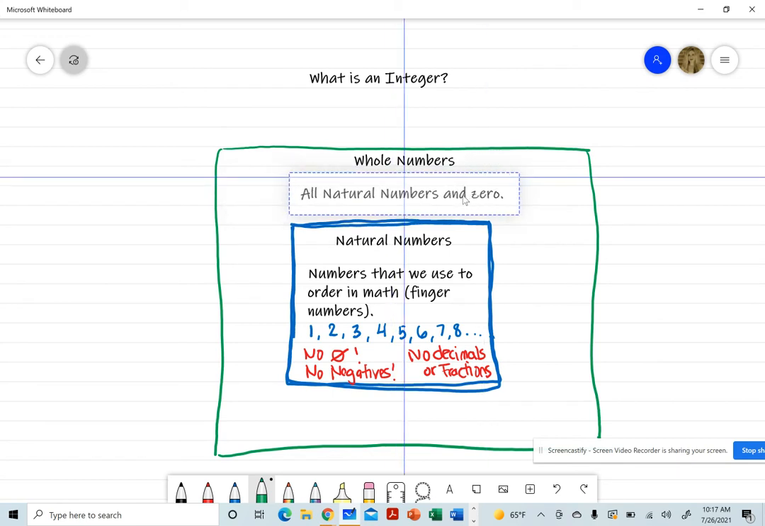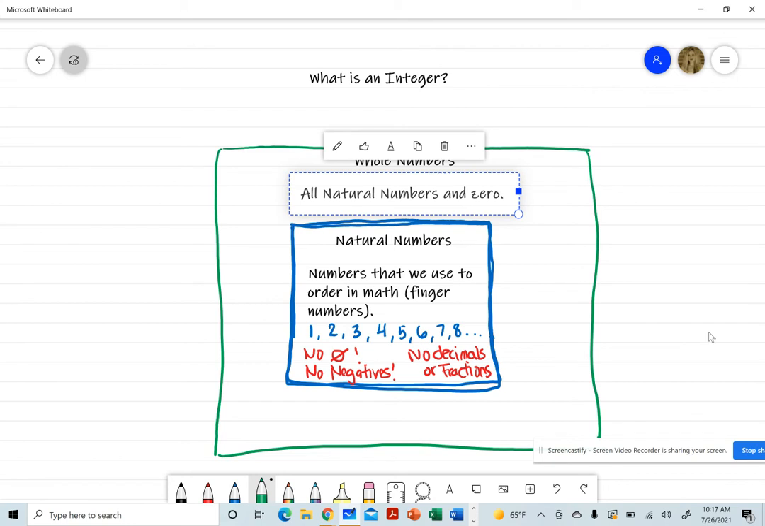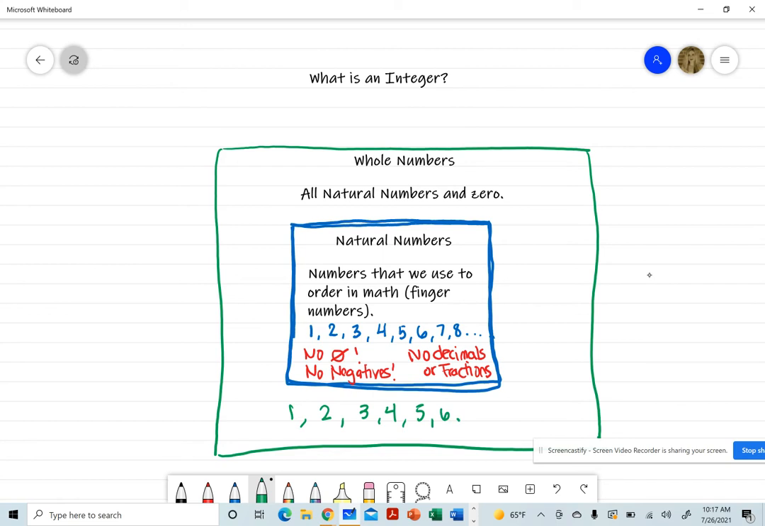So, the only difference, whole numbers are all natural numbers. So, 1 is also a whole number. 2 is also a whole number. 3, 4, 5, 6, 7, 8, continued on, right? Those are also all whole numbers. The other addition is that a whole number does include 0. So this is the big add-in when it comes to whole numbers. It's all natural numbers and 0.